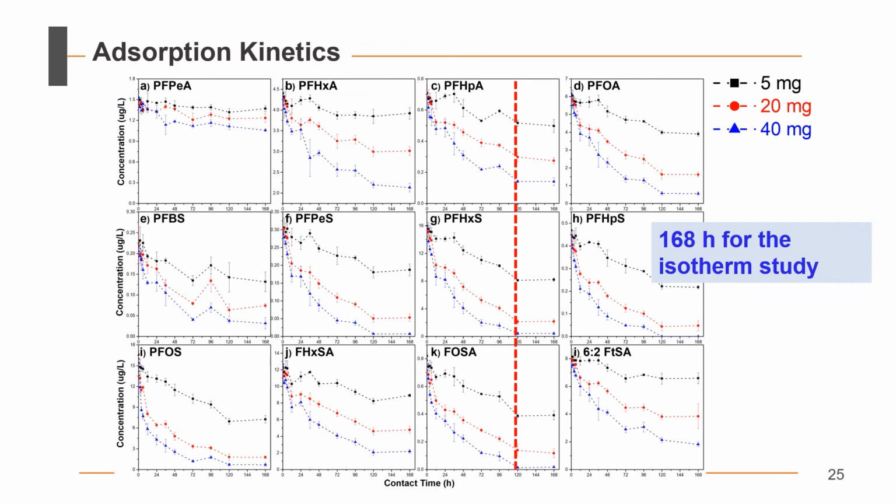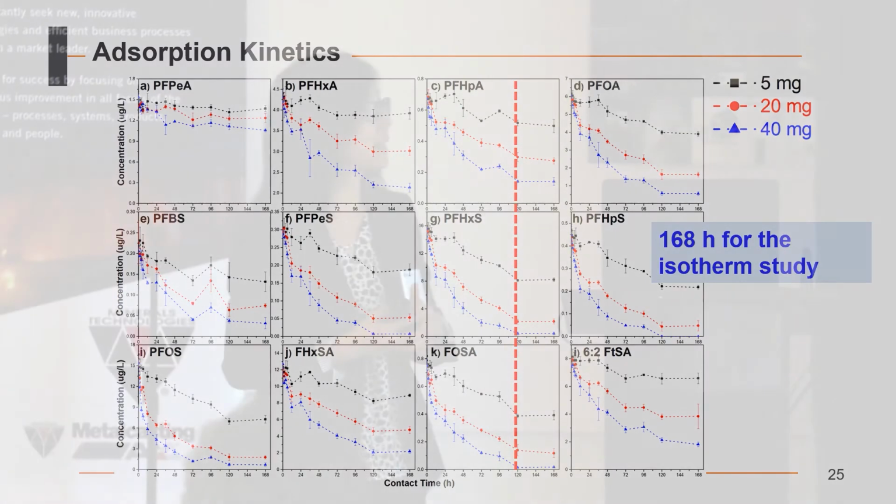Out of the 16 we detected, I'm just showing data for 12 of them. These are the kinetics. How long does it take for them to be removed from the solution? Over time, you're supposed to see them reducing in concentration in the solution. With higher sorbent mass, they go down faster, and they also go down further. Overall, it took at least 5 days to reach equilibrium. Only one, the very last one, takes a little bit longer. So overall, we did 7 days for the isotherm test.